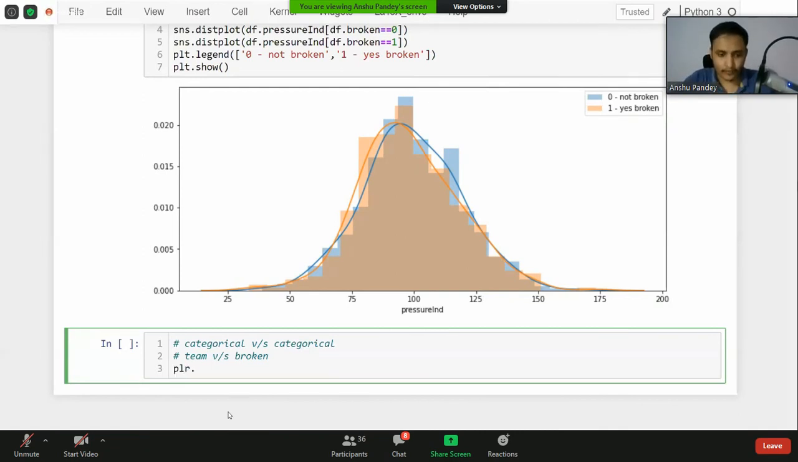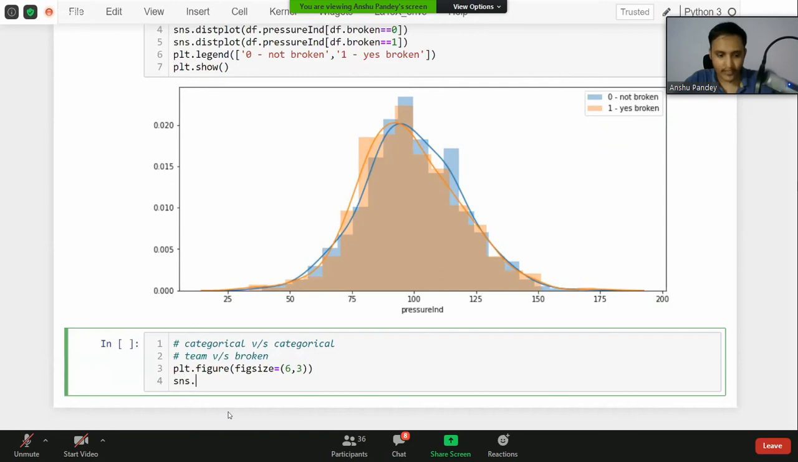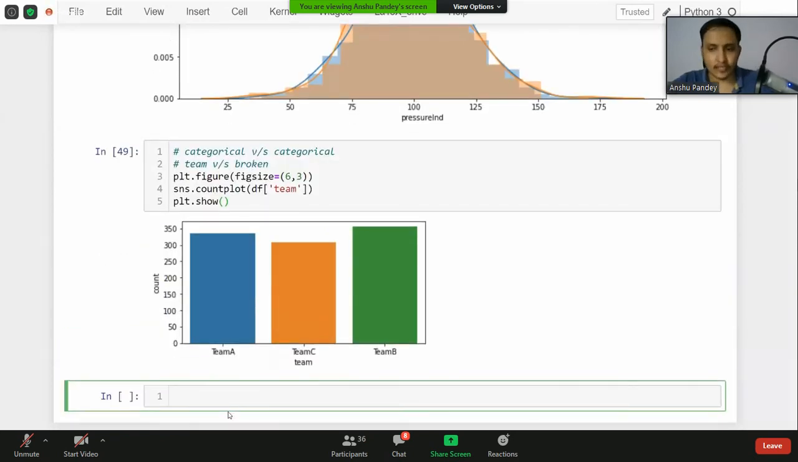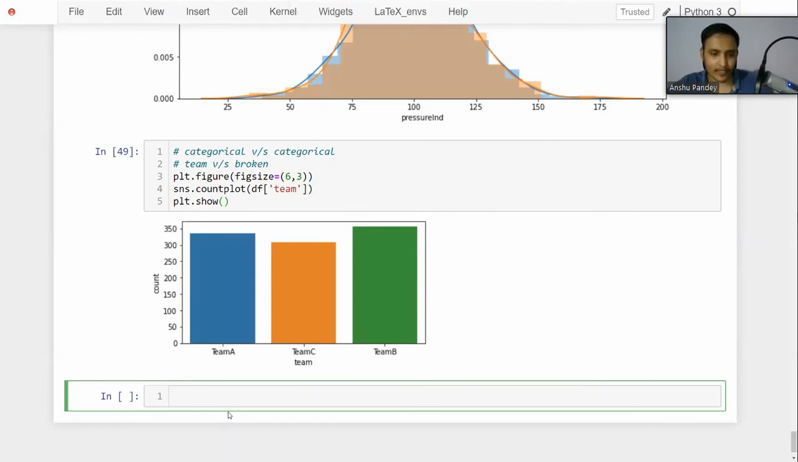So let's first draw the plt.figure, figsize equals (6, 3), sns.countplot, and we can say sns.countplot(df of team), and plt.show. We have not put any filter about broken or not broken. This is the plot of all the teams, how many machines they are operating for team A, B, and C, like that. And the y-axis shows the count.